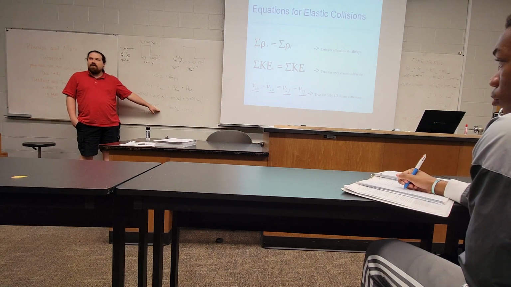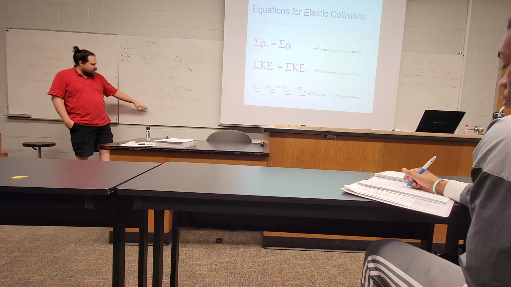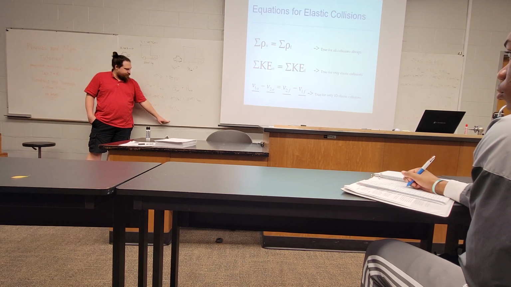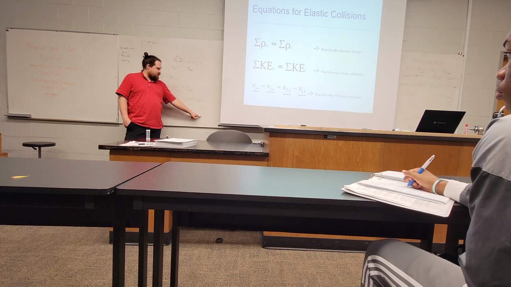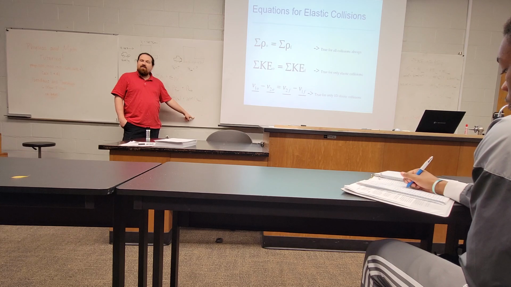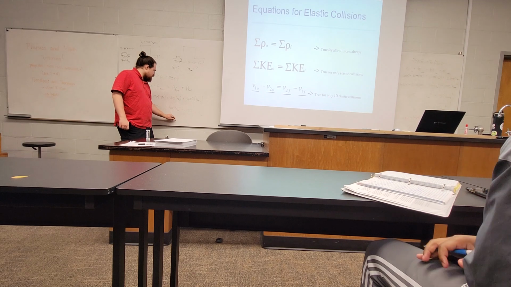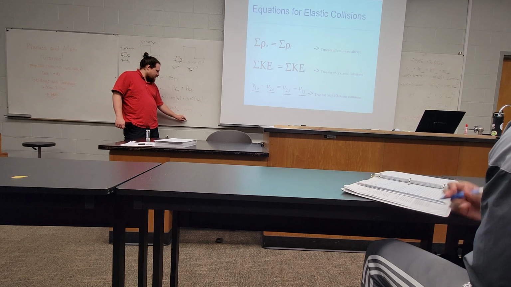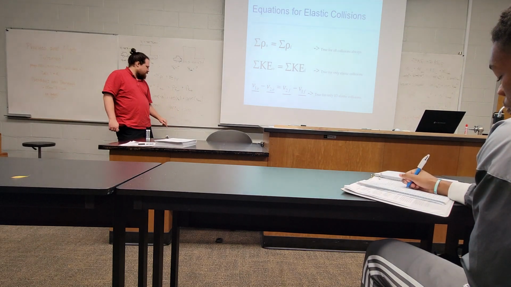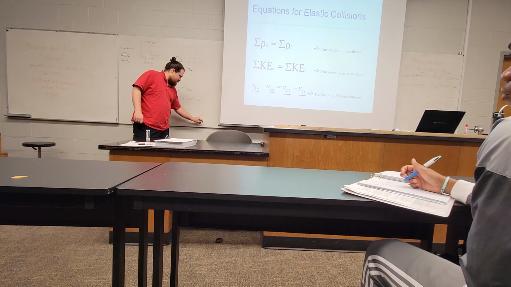Questions arriving at this point? Okay. Next steps would be to distribute the 2,000 into this parentheses so we can try to get the VF cars consolidated. So 400 VF car plus 2,000 times 90 is 180,000. And then 2,000 times VF car is just 2,000 VF car.